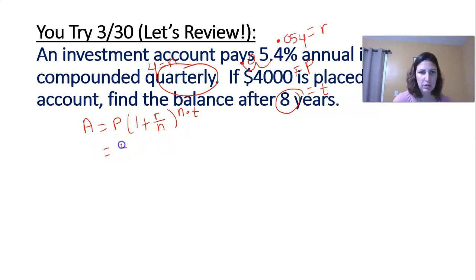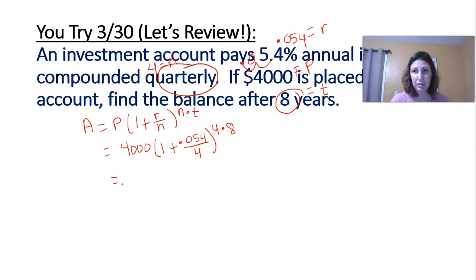So your principal is 4,000. And you have 1 plus 0.054 over 4 quarters in a year, to the power of the 4 times the 8. So that's how it would look set up. Make sure you guys set yours up properly. And if you did, hopefully you guys are saying, yeah, let's go.